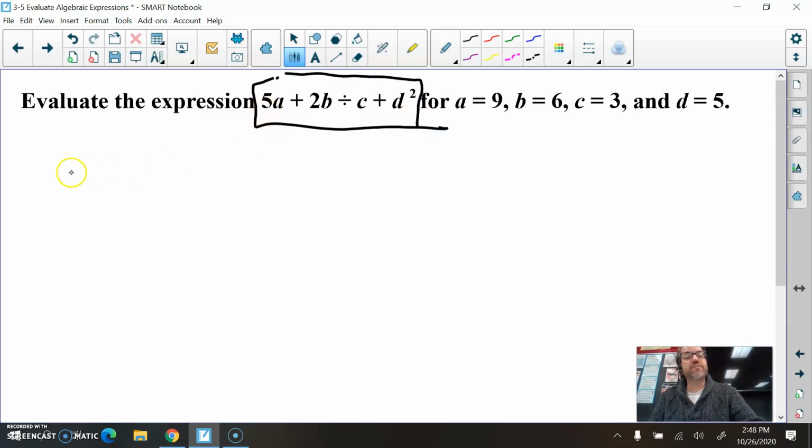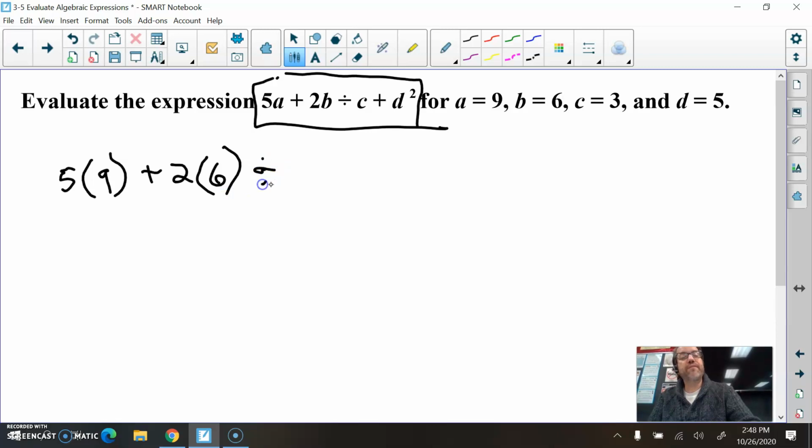5a, that means 5 times a. So that's 5 times 9. A is 9. Again, I like to show I'm multiplying by using parentheses. Plus 2 times b. 2b means 2 times b. b is 6, so that's 2 times 6 divided by, we're going to have to be careful with order of operations, c, which is 3, plus d squared. d is 5, so I have 5 squared.